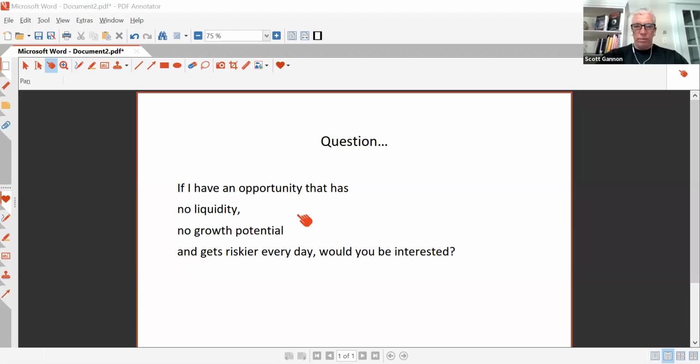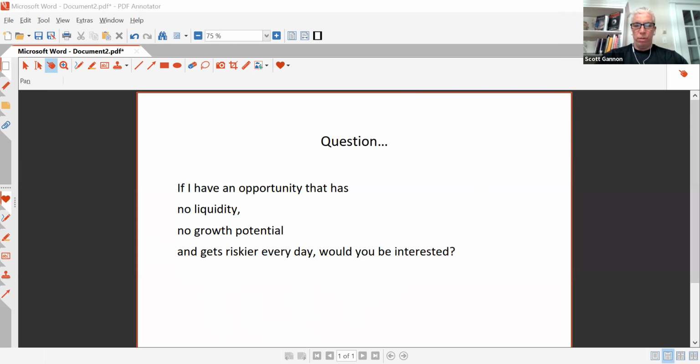I'm going to show a question. If I had an opportunity that has no liquidity, no growth potential, and gets riskier every day, how interested would you be? Now, this question revolves around mortgage analysis, which I'm going to do next.